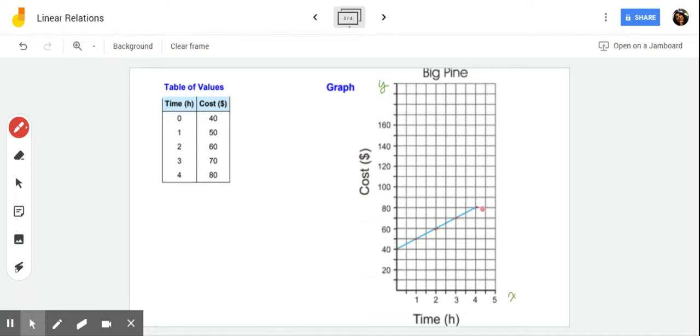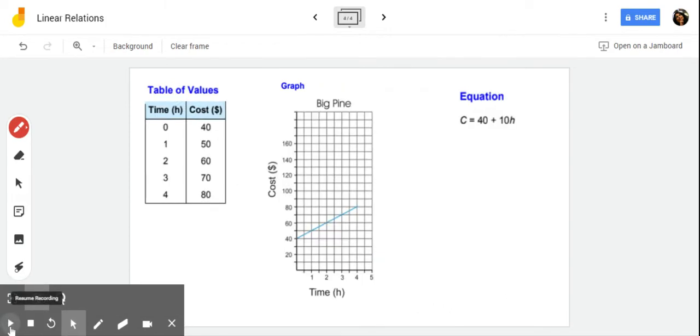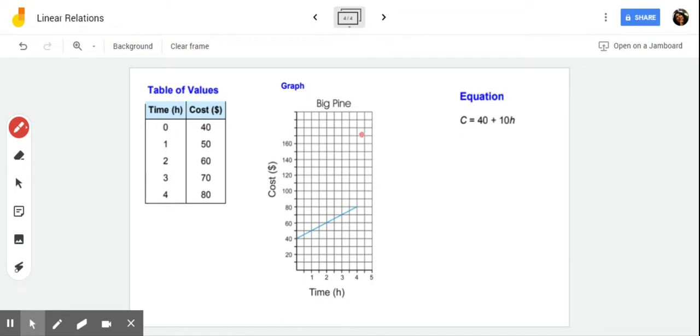Right? And once we have our dots, I mean, we could keep going. We know that 5 hours, well, if we follow the pattern, would go over here. And then we draw a nice straight line through it, and that's the line of best fit. Okay, now that we have our table values and our graph, we need to come up with an equation.